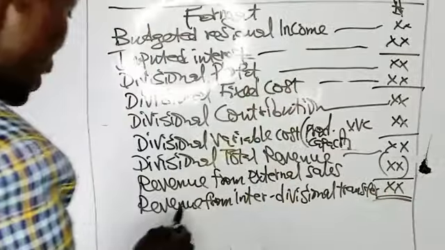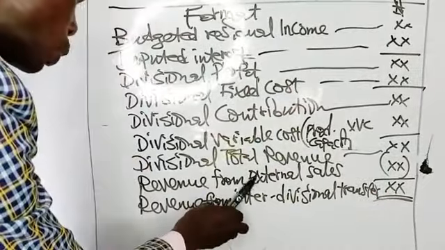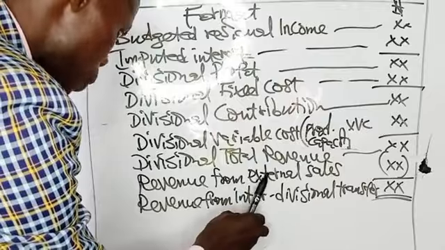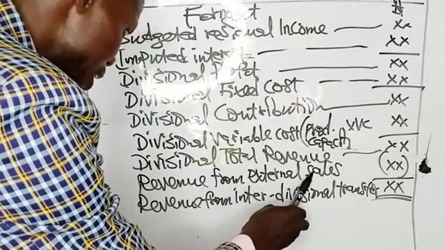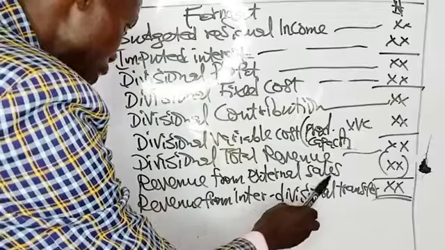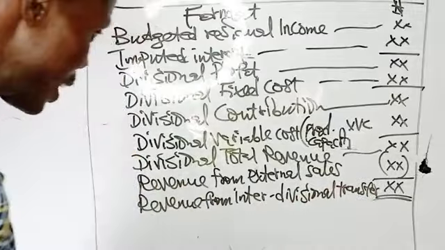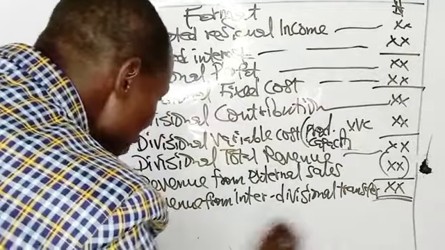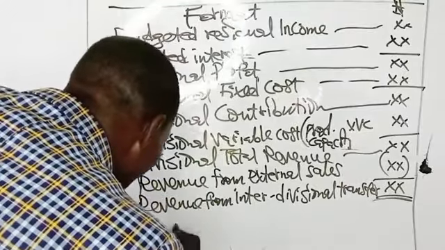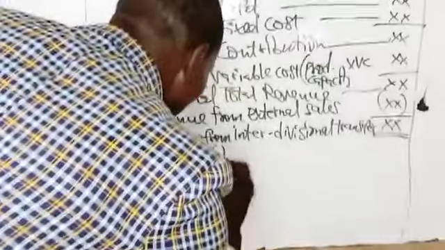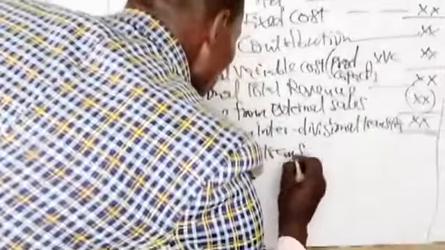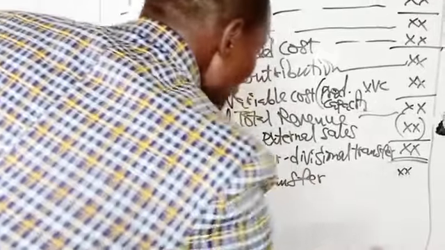So the revenue from external sales, those units sold externally, you have your quantity sold at external market times the market price of the products. That will give you the revenue from external sales. Then revenue from interdivisional transfer, you will now have the number of units transferred, you have it here.